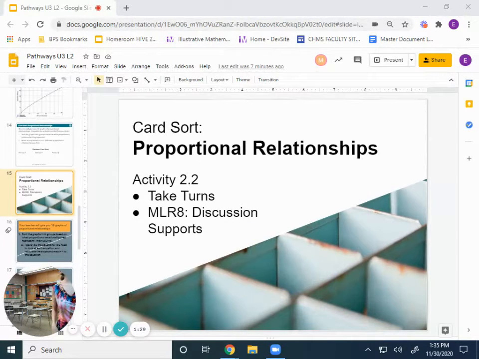Okay, so we start on slide number 15. We're on the slides today because this activity cannot be done in your book because you don't have copies of the card sort. So this needs to 100% be done on the slides. I will be checking back to make sure that all of this work is done, but I want you to do this in your slides, not in your book.